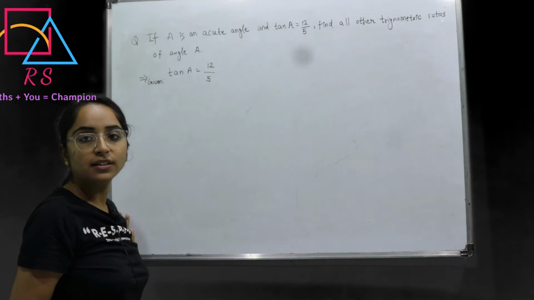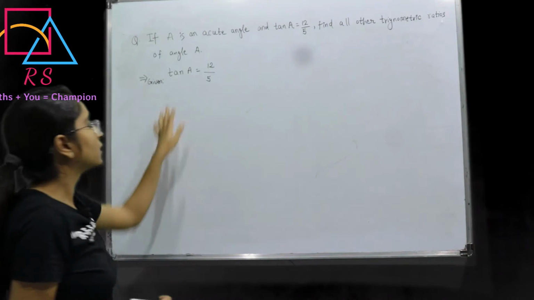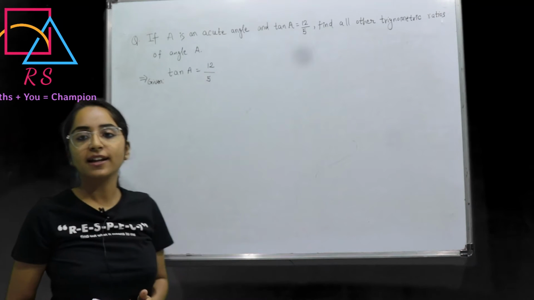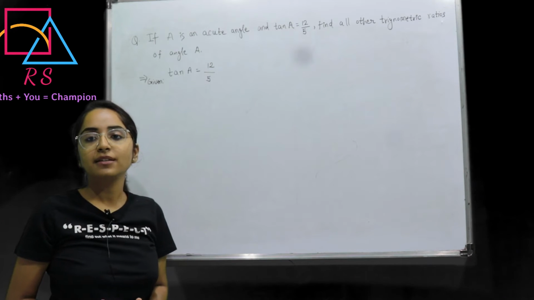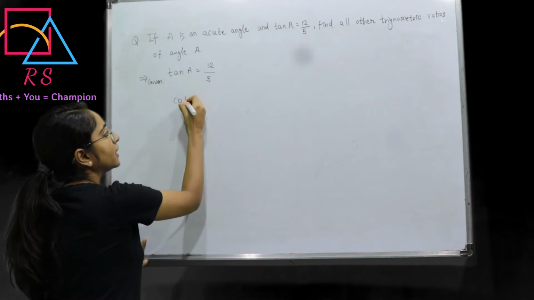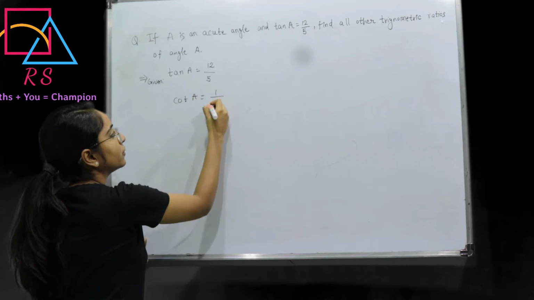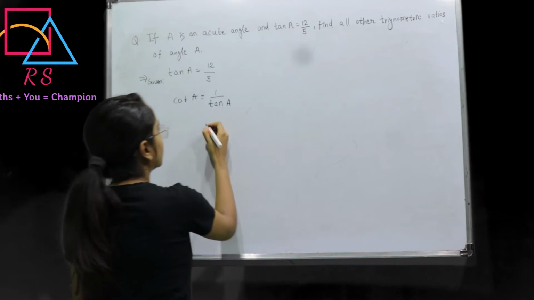So I have to find the other trigonometric ratios. First of all, I will find the values which I can directly find out from the value of tan A. As we know that cot A is the reciprocal function of tan A. So I'll write it as cot A, reciprocal function of tan A. So from here I can directly get the value of cot A.